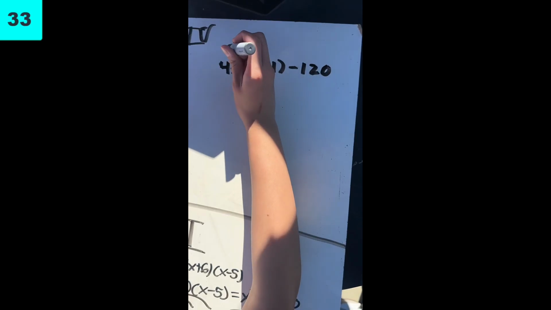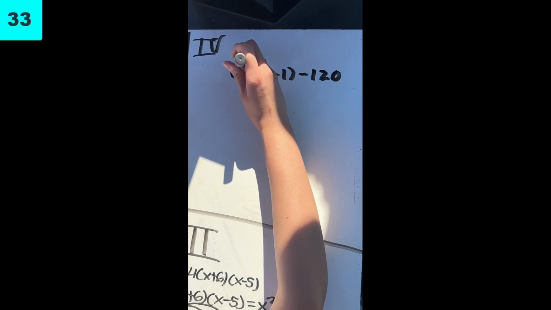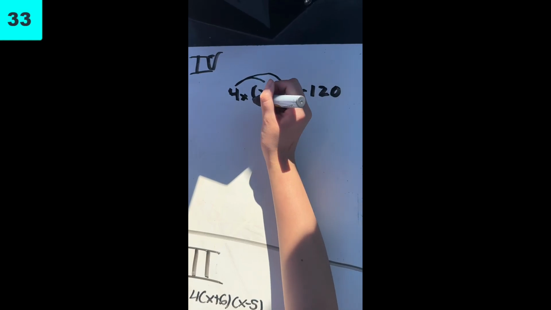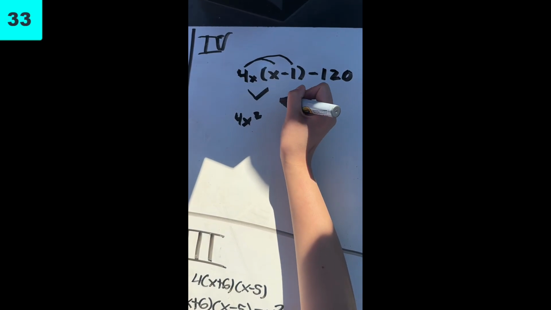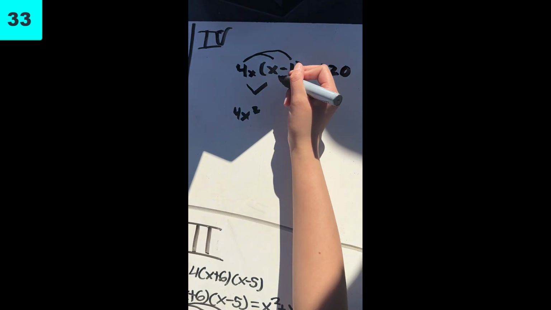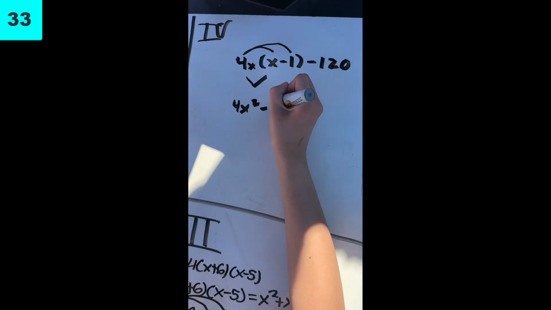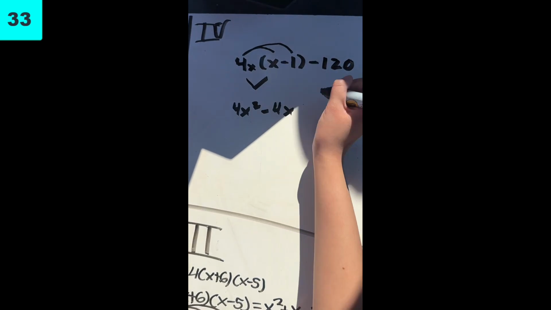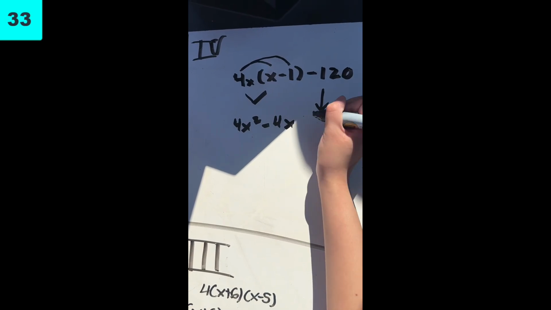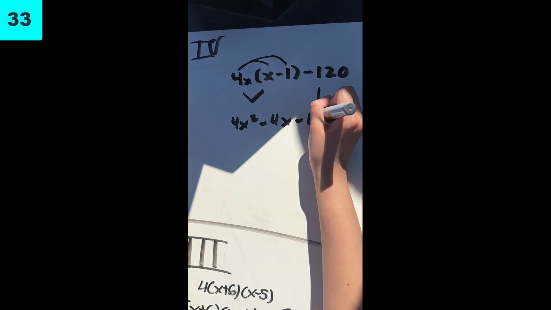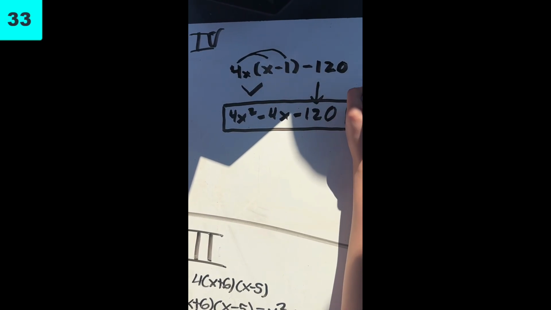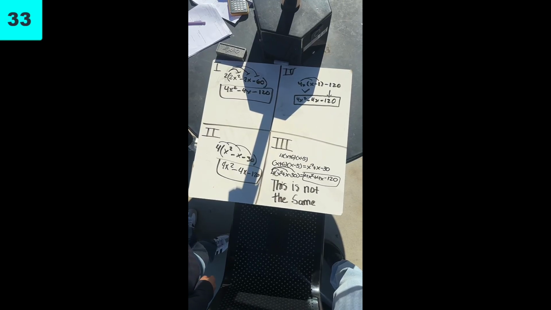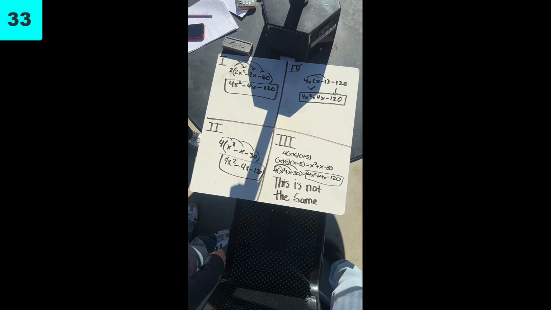Hi, my name is Dana Kaginas, and this is how you do quadrant 4. So what you would first do is distribute the 4 to the x and -1. This will equal 4x squared, and 4x and -1 will equal -4x. And then you would just have to bring down the -120. And this is your answer for quadrant 4. After solving each equation, quadrant 3 is not the same.